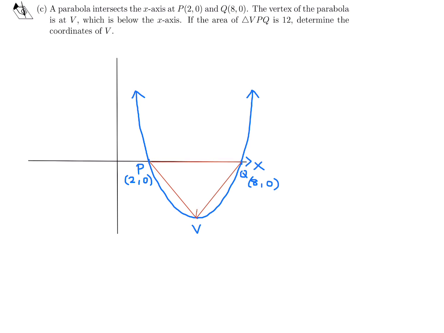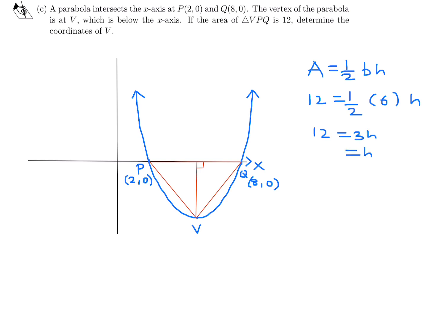All right, and then I'll draw a little altitude there, a right angle. And I guess that's enough for us to figure out the area. So the area is 1/2 base times height. The area they told me is 12, and the base is from there to there, so that's the difference between 8 and 2, so that's 6. And then the height is from here to here, so that's the only variable I don't have. Solving this, we get 12 is equal to 3h, and therefore h is equal to 4.